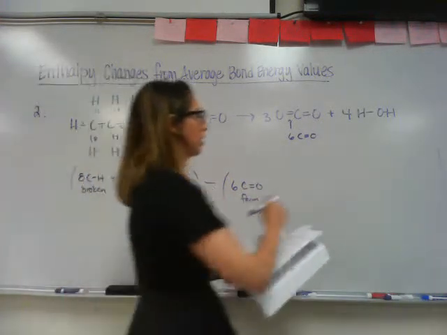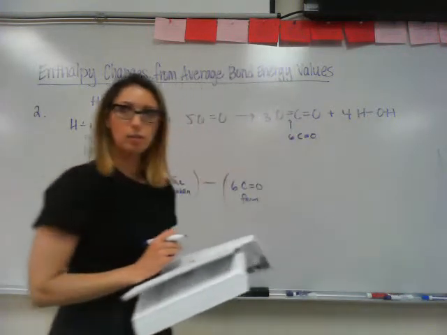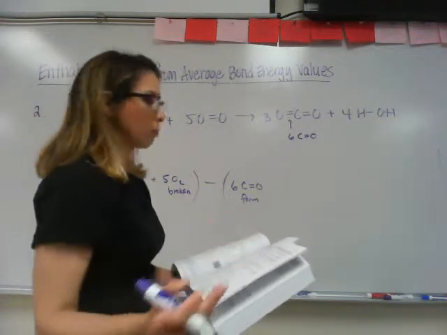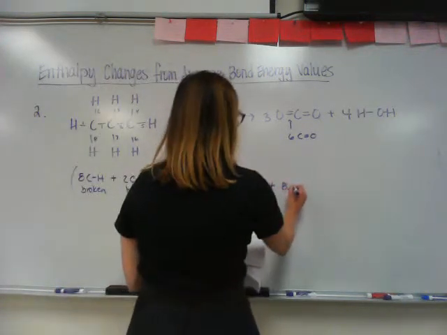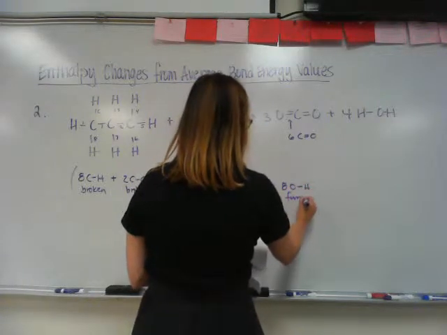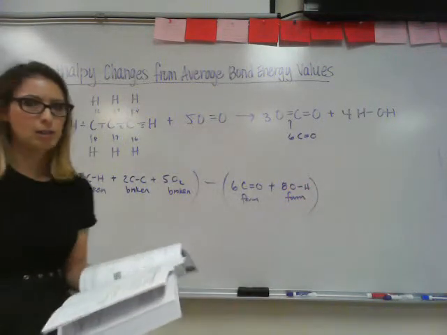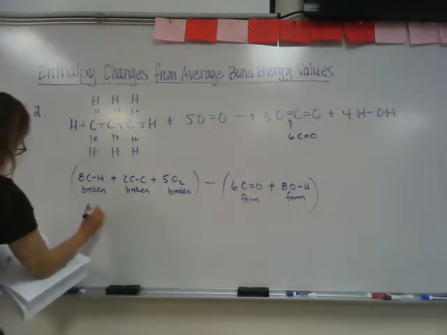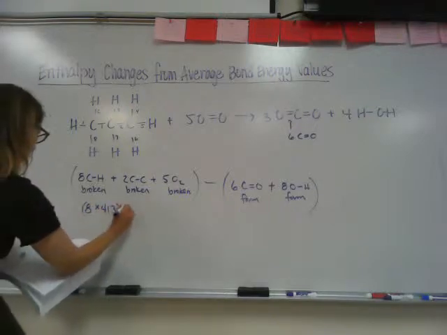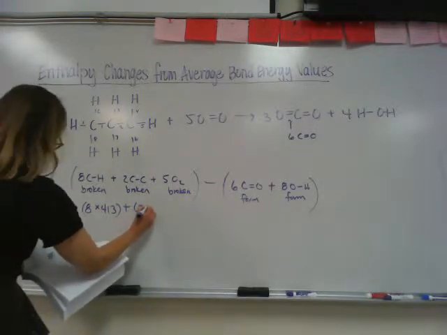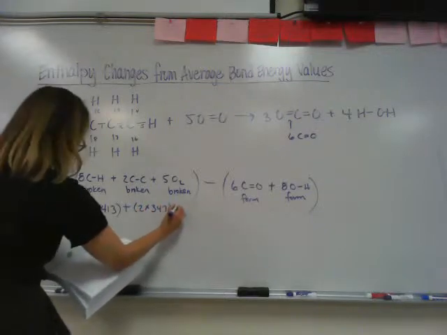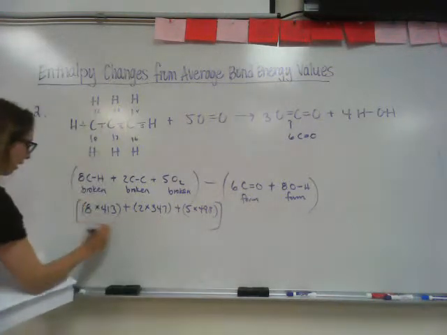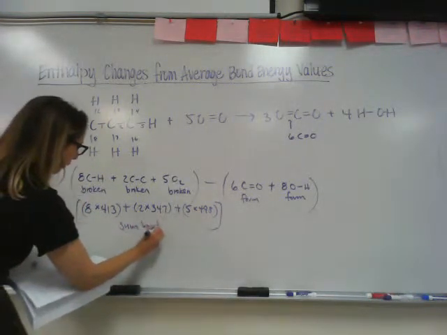And then you've got these OH bonds in water that have formed, but there are 4 molecules, so that really means that you formed 8 of them. So this is plus 8 OH bonds formed. You look all of these values up in the table. It's going to end up being 8 times 413 plus 2 times 347 plus 5 times 498. And this is the sum of the bonds broken.